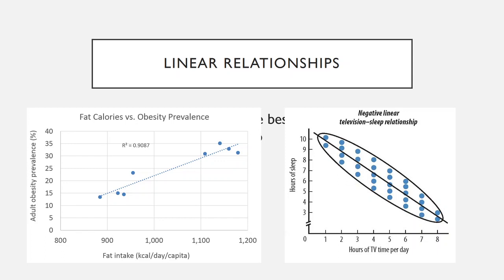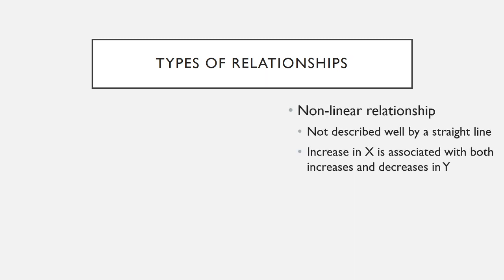So the fact that variables are related in a linear fashion doesn't necessarily have anything to do with the variables being strongly related or even that they're related at all. Just that the data points can best be summarized by a straight best fit line.